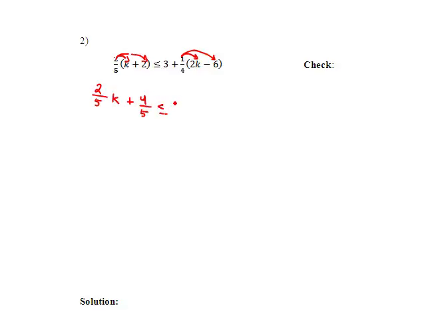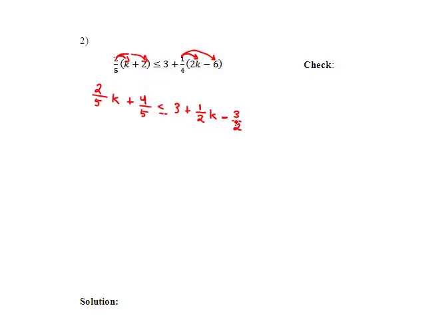And that's less than or equal to 3 plus 1/4 times 2k. Well, when I simplify that, I'll get 2/4, which is 1/2 k, minus 1/4 times 6 is 6/4, but when I simplify 6/4, I'll get 3/2. Okay.